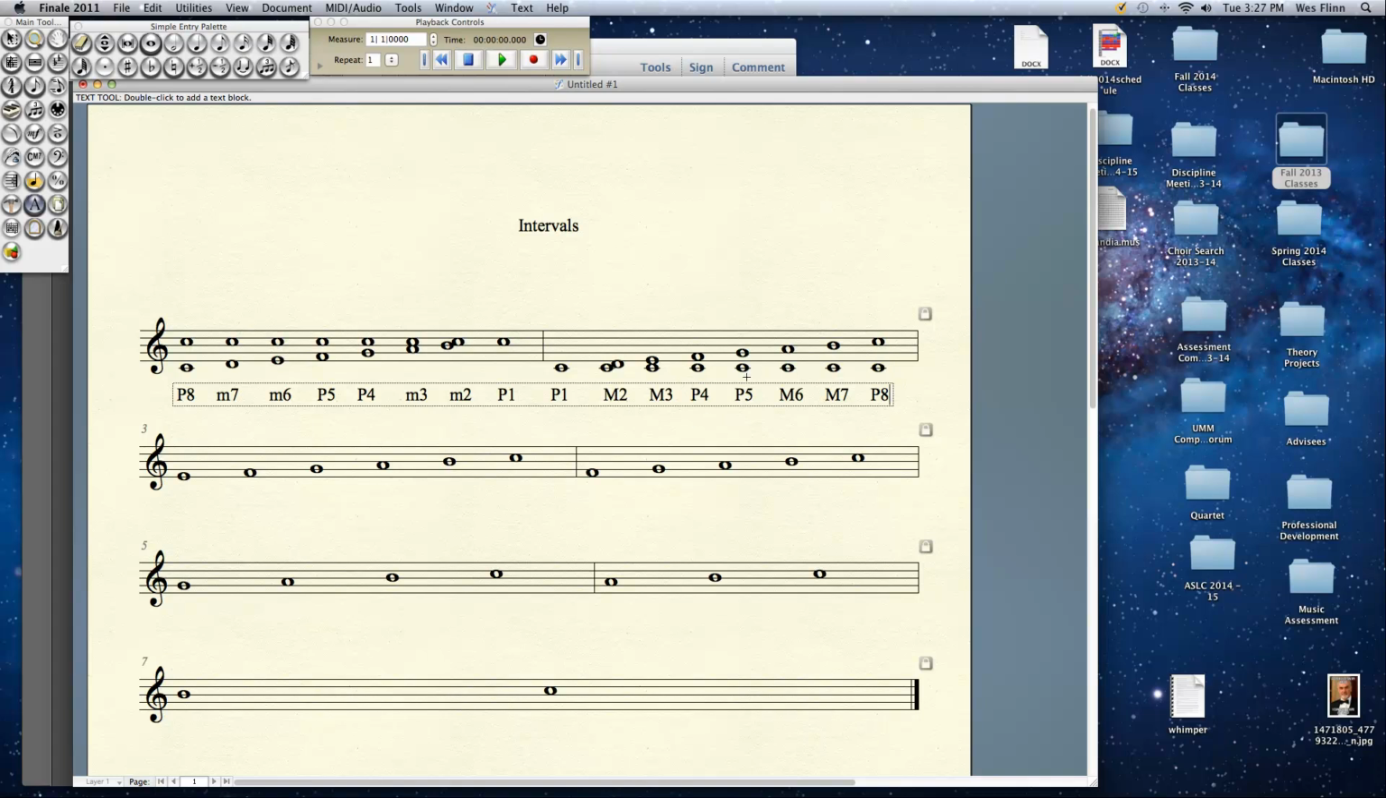Same with fifths. C to G, 5 notes, C, D, E, F, G. So 5 notes inclusive. That's a perfect fifth. Same F to C. F, G, A, B, C, also a perfect fifth. Then we get larger here, major sixth, 2 whole steps, then a half step, then 2 more whole steps.